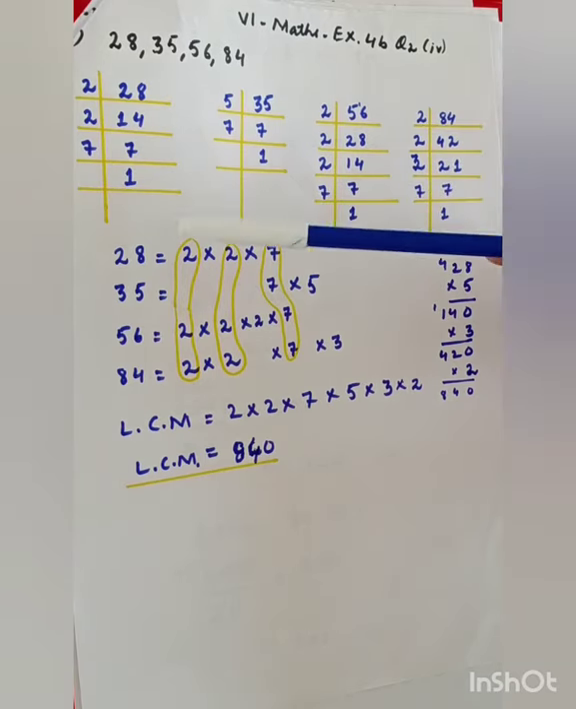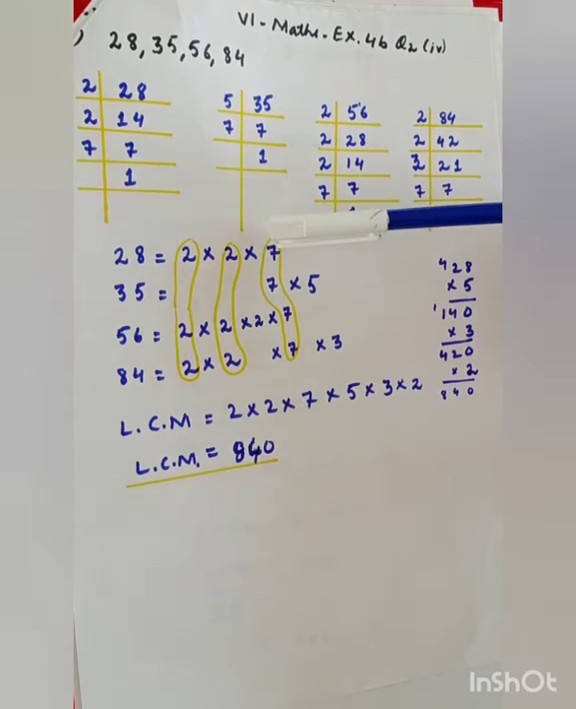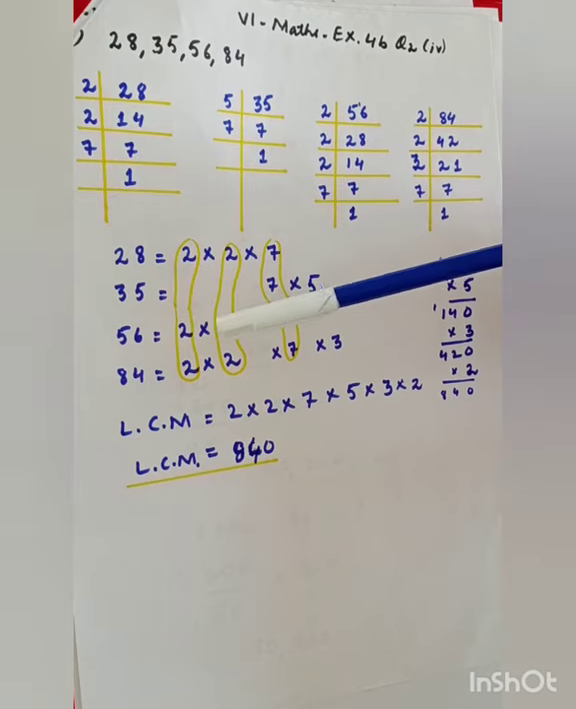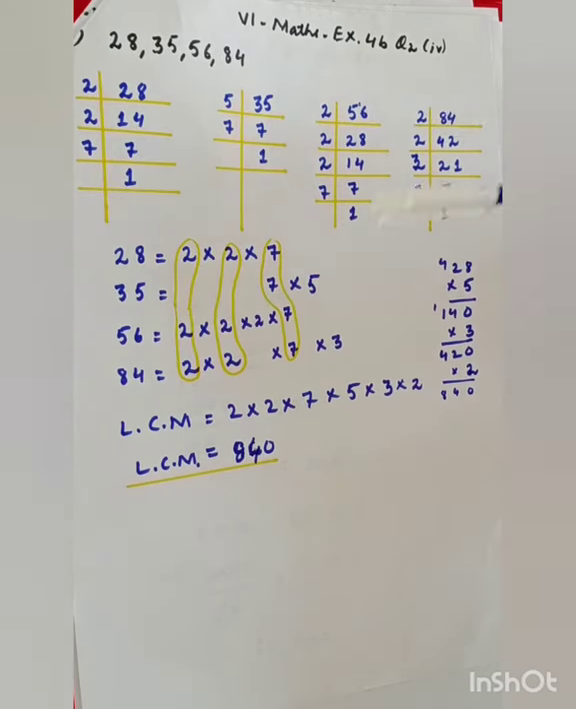So the prime factors of 28 are 2 into 2 into 7. For 35, the prime factors are 7 into 5. For 56, the prime factors are 2 into 2 into 2 into 7. For 84, the prime factors are 2 into 2 into 7 into 3.